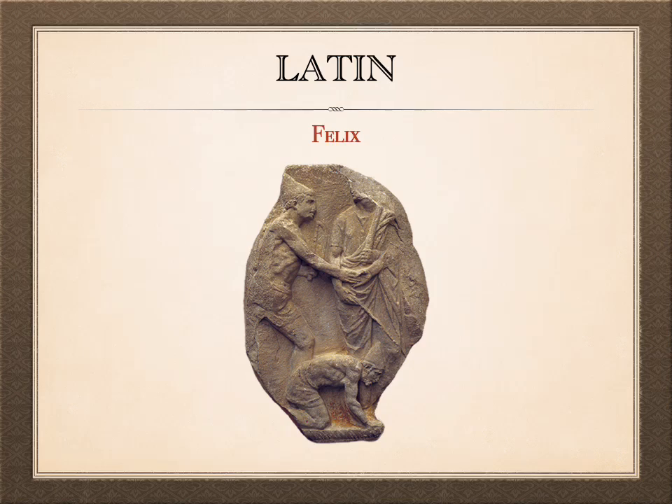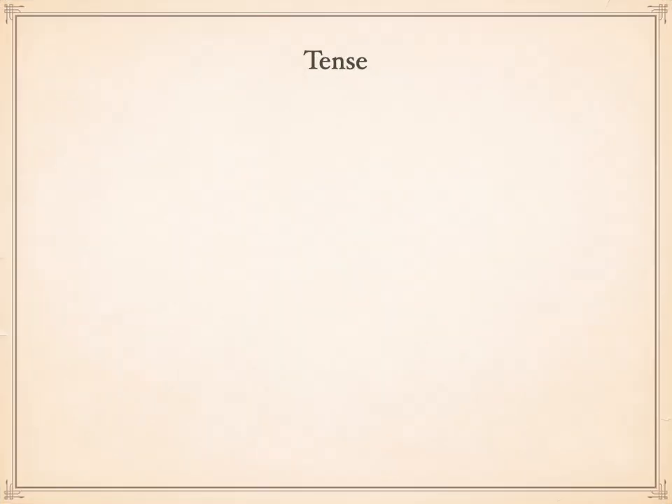Hello and welcome to the introduction to Stage 6 in Cambridge Latin, the stage entitled Felix. Felix, we're going to find out, is a name. Stage 6 especially deals with the idea of tense.